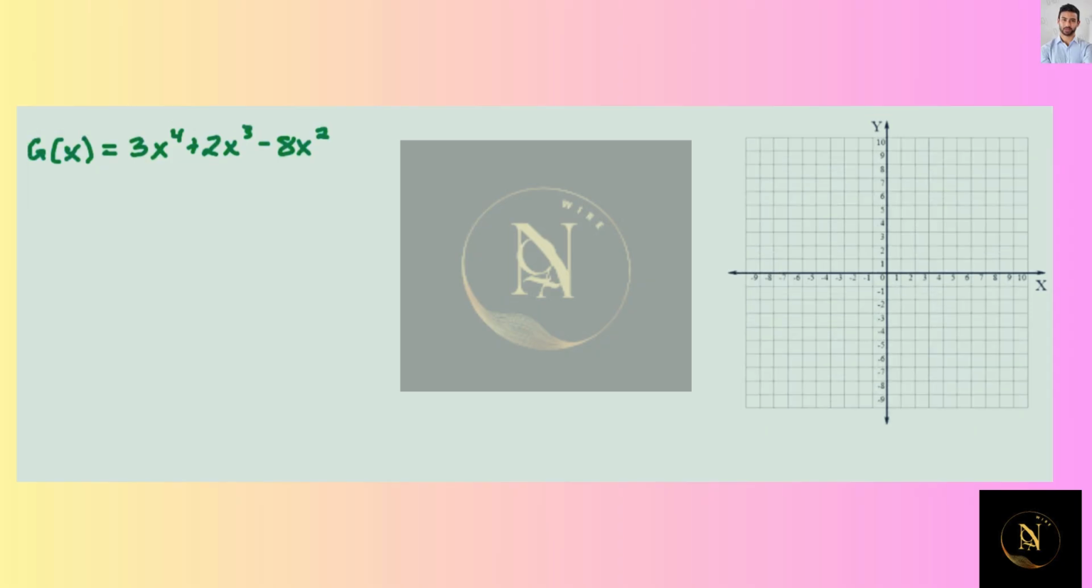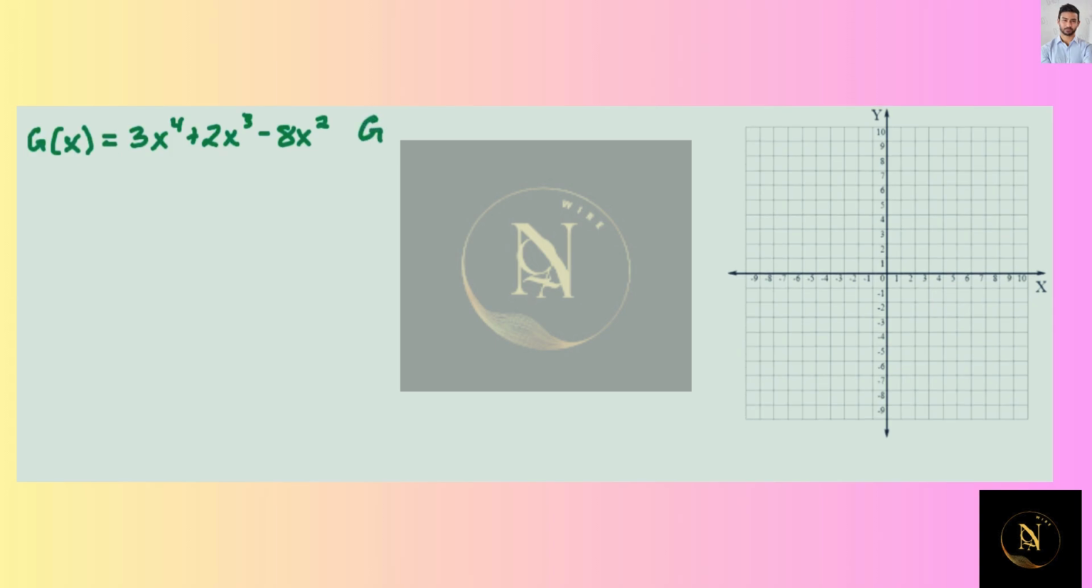For this problem, we are using the guidelines for graphing polynomial functions to graph g of x. And the first step is to identify the end behavior of the function. To do this, we need the degree, which is simply the exponent of the x term that's raised to the highest power. Here that term is 3x to the fourth, meaning we have a degree of 4.